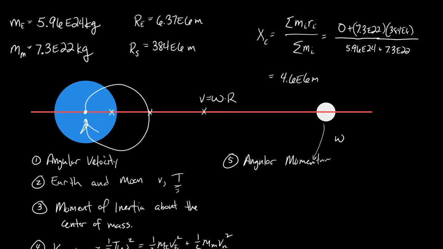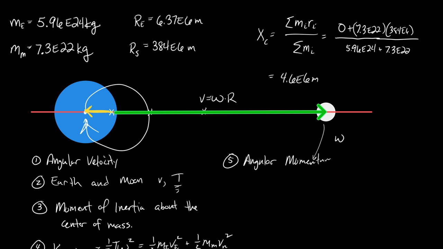But this would actually be the radius of curvature for the Earth's motion, while this will be the radius of curvature for the moon's motion.